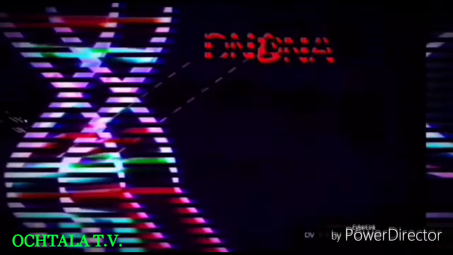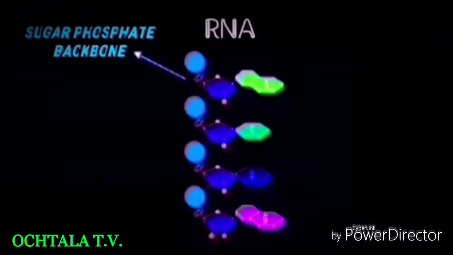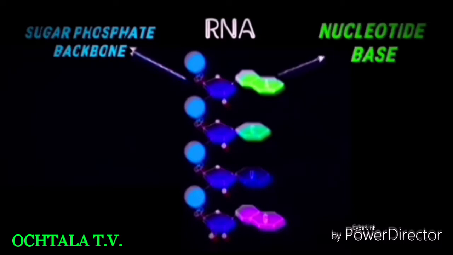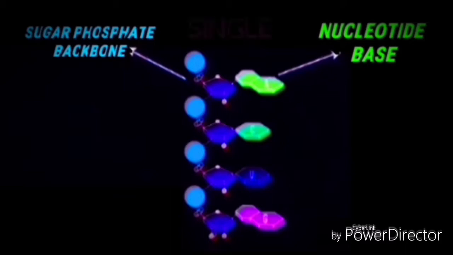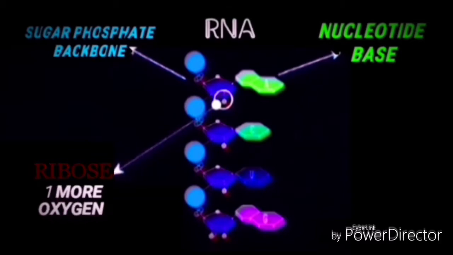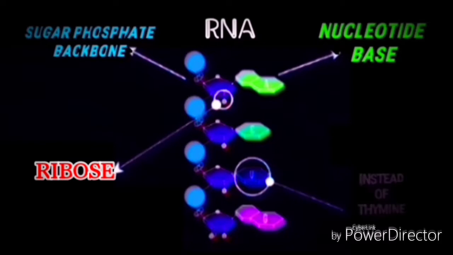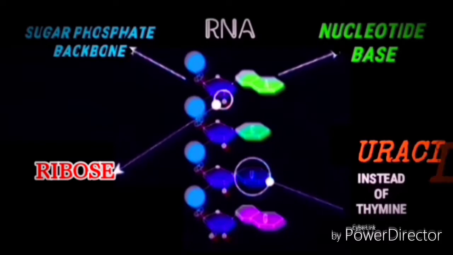RNA, like DNA, has a sugar phosphate backbone connected to a nucleotide base, but they are different. Unlike DNA, which is a double-stranded molecule, RNA is a single-stranded molecule, and the sugar in RNA is called ribose, which has one more oxygen atom than deoxyribose. And RNA contains uracil instead of thymine.